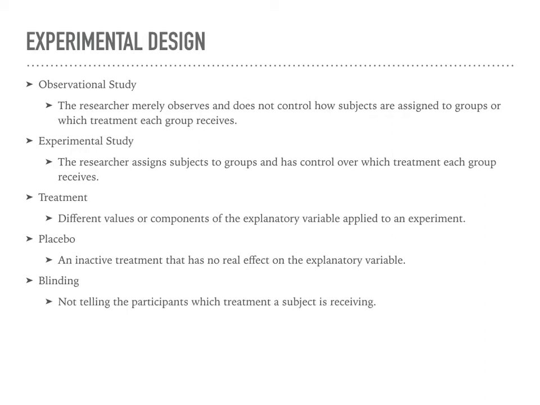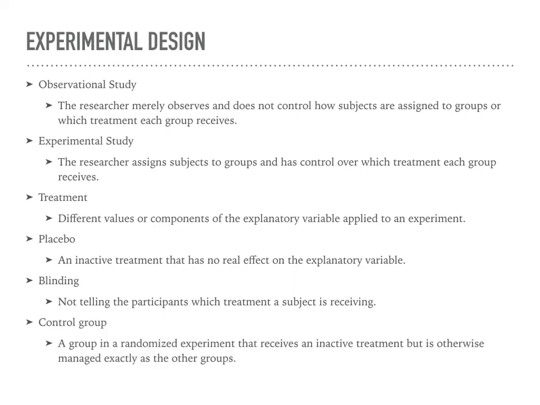When participants do not know if they've received a treatment or a placebo, it's called blinding. So blinding is not telling the participants which treatment a subject is receiving. When doing experimental studies, it's nice to have a control group. A control group is a group in a randomized experiment that receives an inactive treatment but is otherwise managed exactly as the other groups.